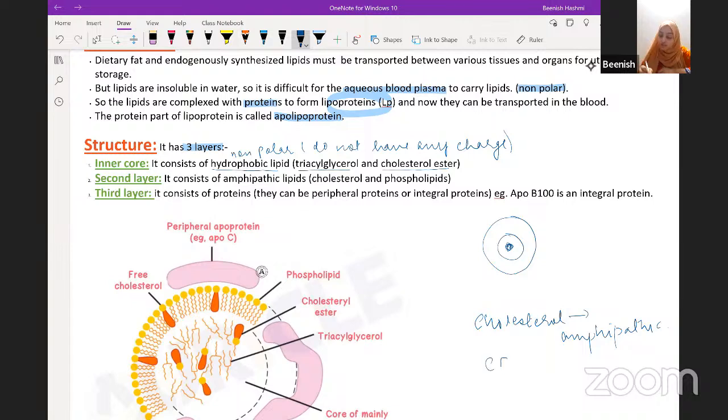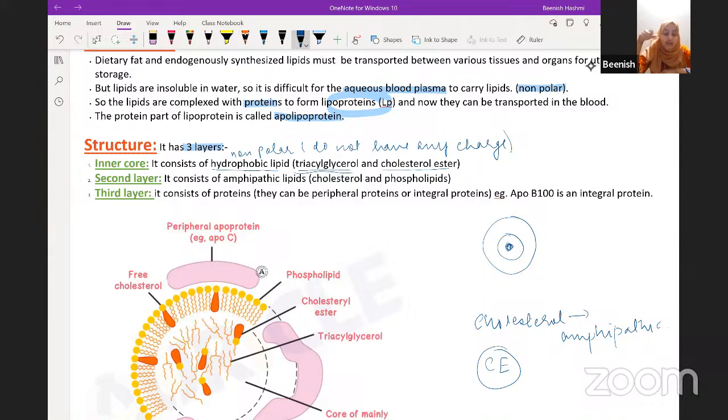But in cholesterol ester, the hydroxyl at the third position is engaged in an ester linkage with a fatty acid. So the hydroxyl that was providing it polarity is lost, and your cholesterol ester is hydrophobic. Similarly, your triacylglycerol: when glycerol, which is an alcohol, engages with fatty acids to form triacylglycerol via ester linkages, this triacylglycerol is hydrophobic. So the inner core consists of hydrophobic lipids, which are your fats and your cholesterol esters.